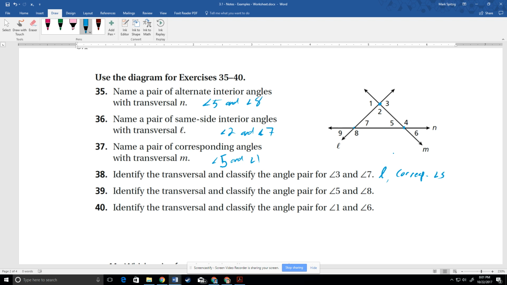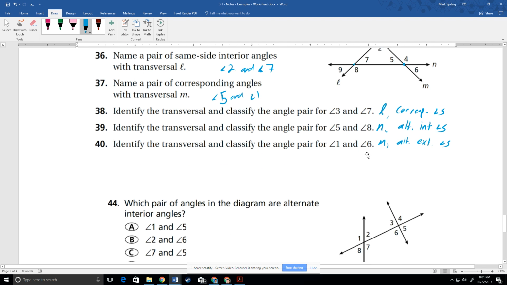Identify the transversal and classify the pair for 5 and 8. All right, so 5 and 8 are both on N, so that's the transversal. They're both on the interior, and they're on alternate sides, so alternate interior angles it is. Transversal for angle 1 and angle 6, so 1 and 6. Transversal M, and looks like they're on alternate sides, or opposite sides, same thing, and then they're on the exterior. So alternate exterior angles. All right.